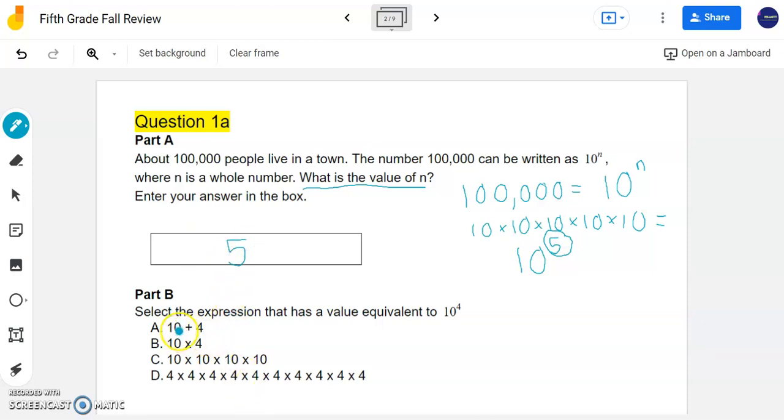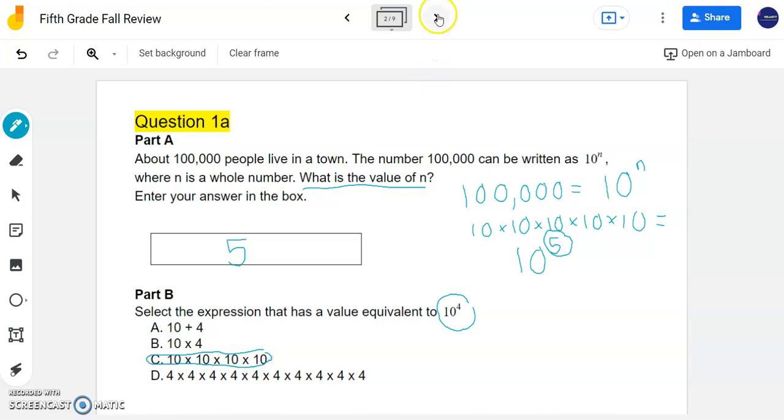Now in part B, it says select the expression that has a value equivalent to 10 to the fourth. So in part A, we were talking about 10 to the fifth. Now we're talking about 10 to the fourth power. So if 10 to the fifth power was 10 times 10 times 10 times 10 times 10, then 10 to the fourth power should also be 10 times 10 times 10 times 10. But in this part, you're only seeing 10 four times. The correct answer here would be C.